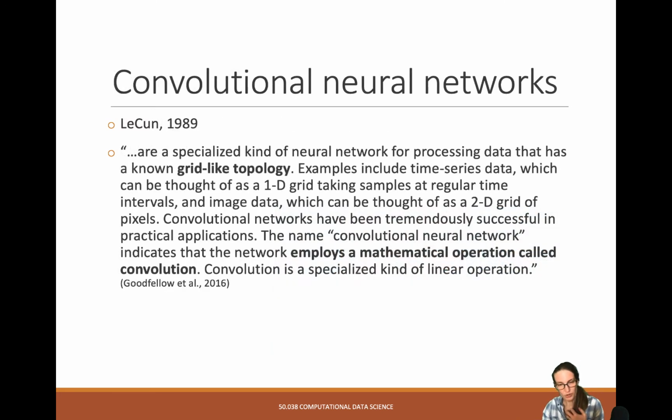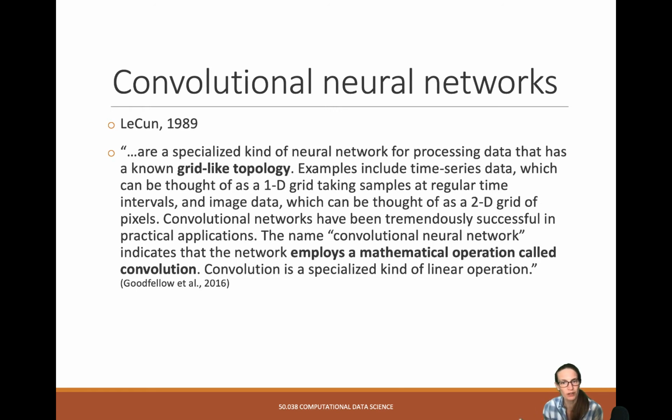Okay. So convolutional neural networks, as per Yann's definition, are a specialized kind of neural network for processing data that has a known grid-like topology. Okay, so this can include time series data, which is a 1D grid, so it can also be words or sentences. It can be image data, which is a 2D grid. It can even be videos, which is a 3D grid, but it's a little bit more complex.